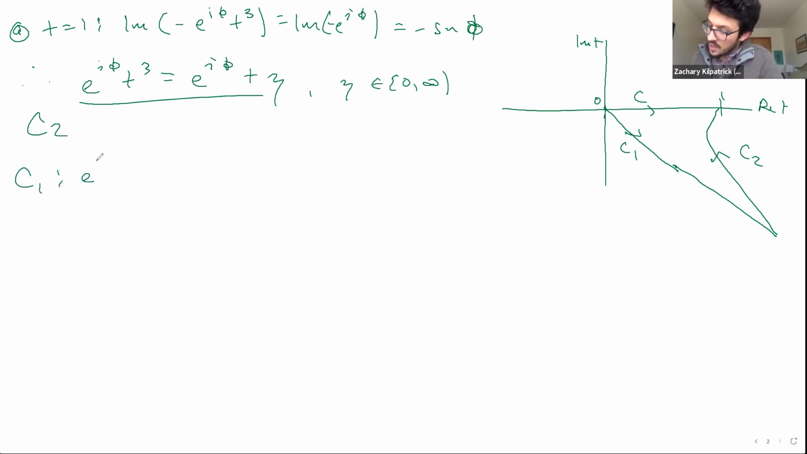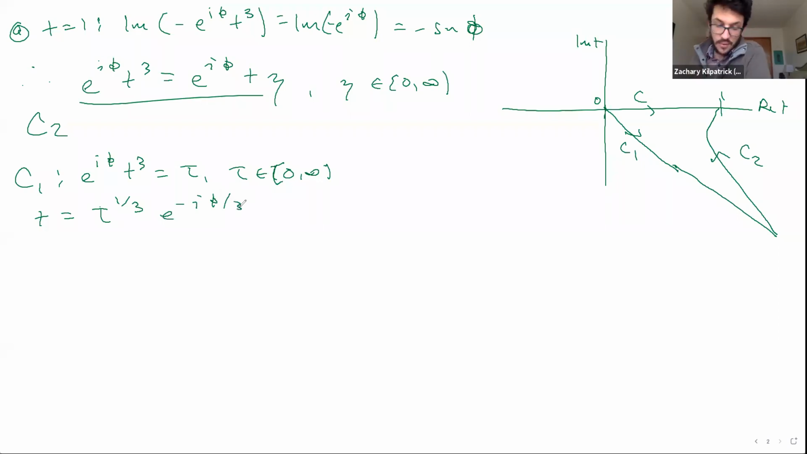So there's this parameterization of a curve, and then there's also this one, and those are our contours now, okay? C1 is going to be e to the i phi t cubed equals tau, where tau goes from 0 to infinity. And in fact, in this case, t equals tau to the 1/3 e to the minus i phi over 3. That is going to map a change of variables. And so dt equals 1/3 tau to the minus 2/3 e to the minus i phi over 3. Okay.